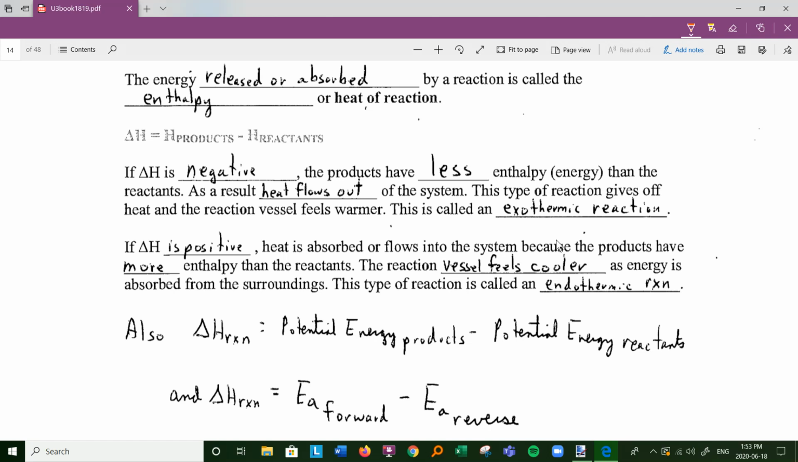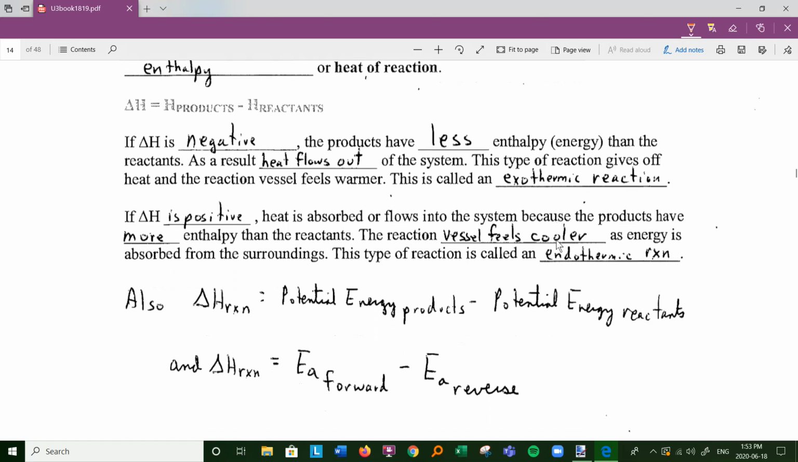If delta H is positive, heat's absorbed. Evaporation is an example of an endothermic reaction. So heat's absorbed into the system because the products have more enthalpy than the reactants. The vessel feels cooler as energy is absorbed from the surroundings. So this is called endothermic.